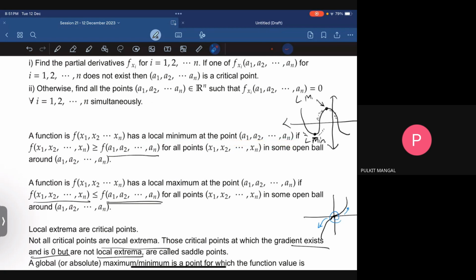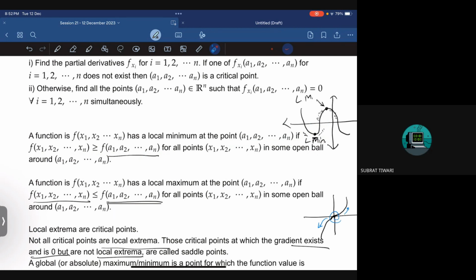a local minimum, that means my function value at that point would be smallest among the points around its neighbor. If you take any point around its neighbor, my function value comes out to be higher than this. For example, here, this point would have the lowest function value, while any point around this neighbor would have a higher function value, right?